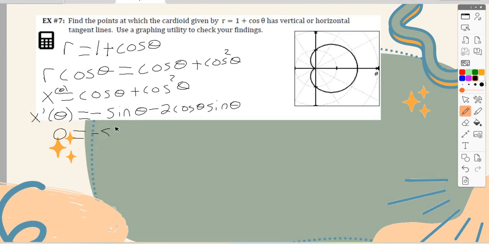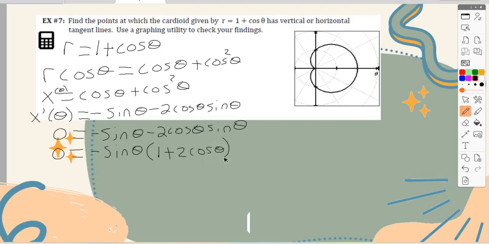How do we solve that? Can we factor anything else out? Sine. Yeah. And we're left with 1 plus 2 cosine theta. That's not maybe. So it's a trig equation. It's been a hot minute since we've seen this.